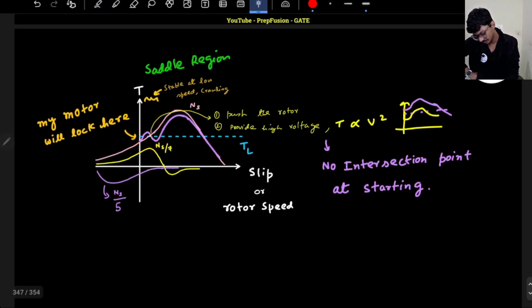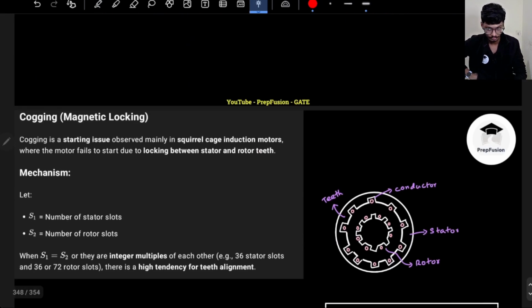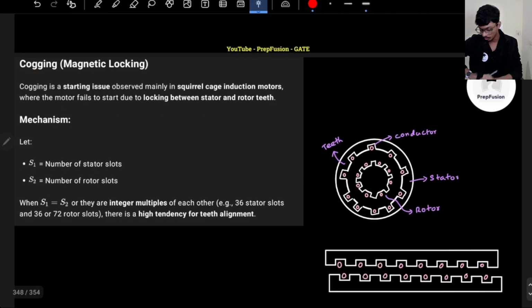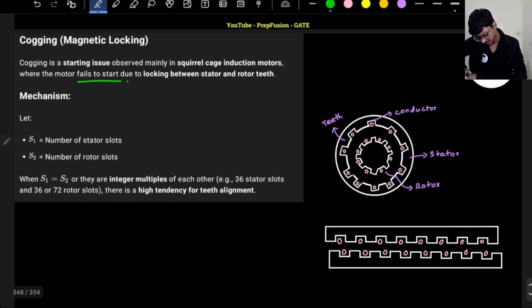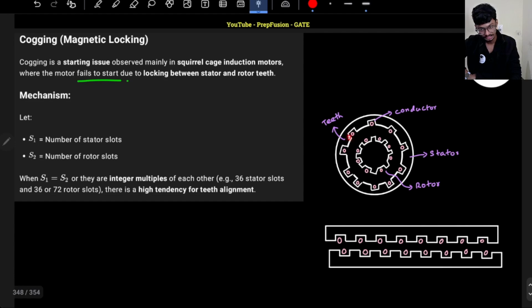This phenomenon is known as crawling. Another phenomenon due to space harmonics is known as cogging. Cogging means the motor fails to start at all. Why? Because if the slots on the stator side and the rotor side are exactly the same, or integral numbers, then whatever magnetic field the stator generates, at that same instant the rotor also generates the same magnetic field. So both of them are already stationary to each other, already aligned, so there will not be any torque generated. Okay, that is what is written over here.